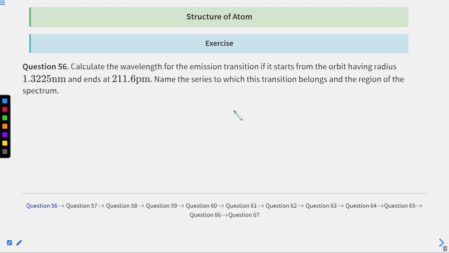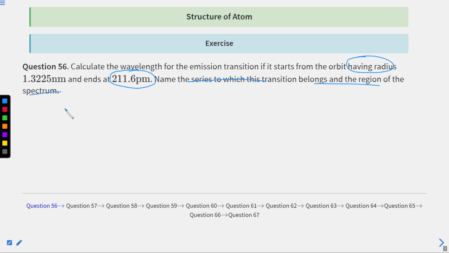So the first question says: calculate the wavelength of the emission transition if it starts from the orbit having this radius and ends at this one. Name the series to which this transition belongs and the region of the spectrum.